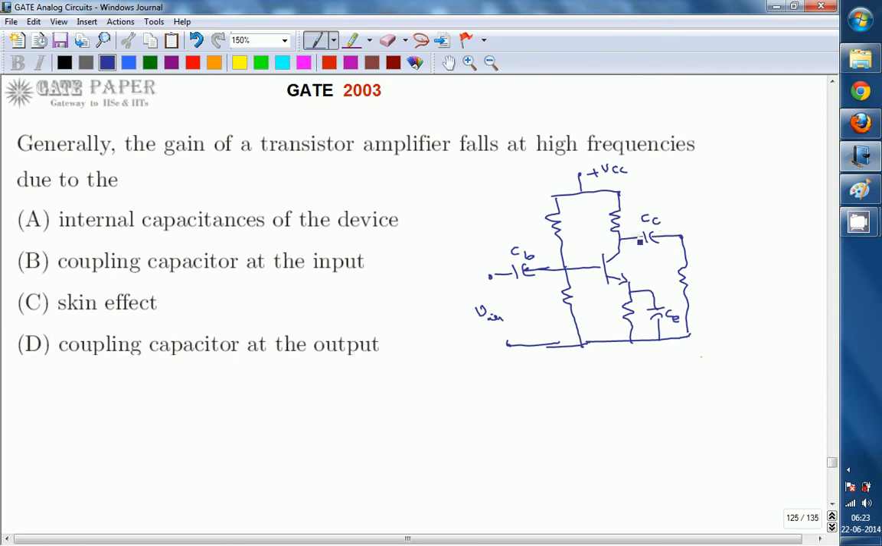CC is the coupling capacitor connected at the output, CB is the coupling capacitor at the base, and CE is the emitter bypass capacitor. All these capacitors are in the microfarad range. CC, CB, CE are in the range of microfarads, and there are two more capacitances present between the junctions of a transistor. They are indicated like this.